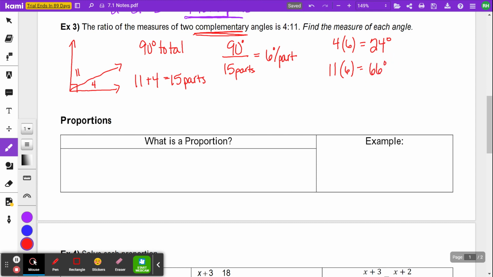And again, this is complementary. So these two need to add up to 90 degrees total. And they do. Okay, so there's your answer.